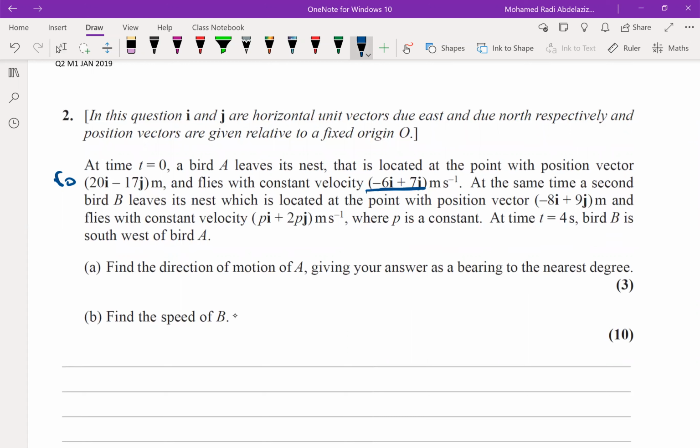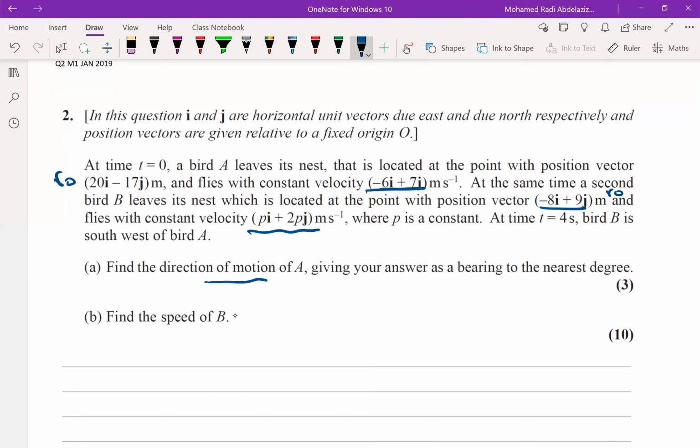At the same time, a second bird B leaves its nest, which is located at the point with position vector R0 for the second one, and flies with a constant velocity, pi plus 2pj meters per second, where p is a constant. At time t equals 4, bird B is southwest of bird A. Find the direction of motion of A, giving your answer as a bearing to the nearest degree.